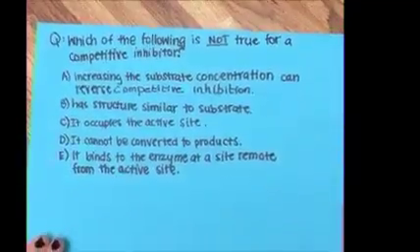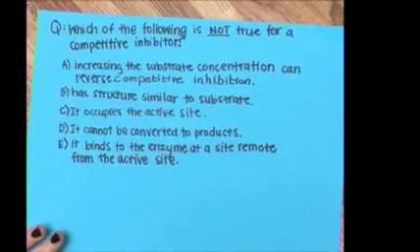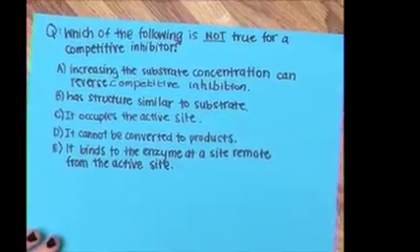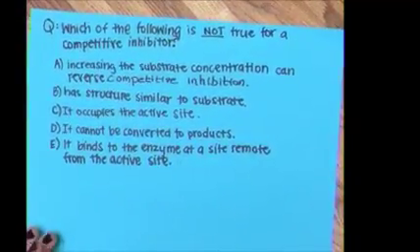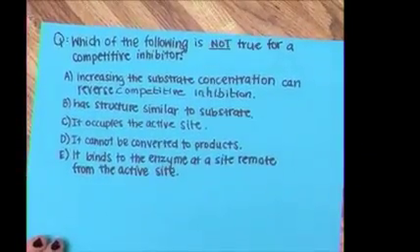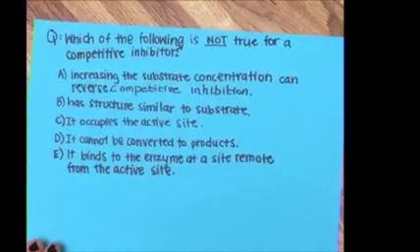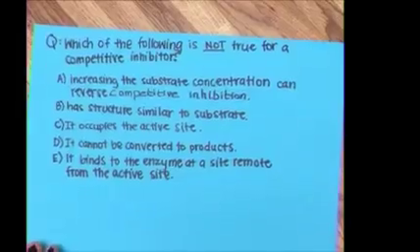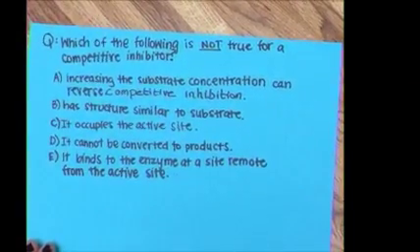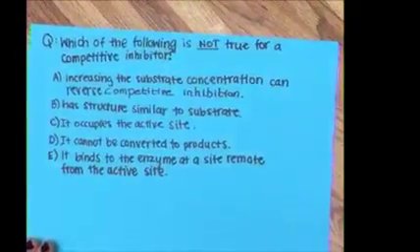So the question is the following. Which of the following is not true for a competitive inhibitor? A. Increasing the substrate concentration can reverse competitive inhibition. As we just saw in the pen cap example, this is true. B. Has a structure similar to the substrate. This is also true. It will bind to the exact same site and therefore has a similar structure. And this site happens to be the active site, so B and C are both true.